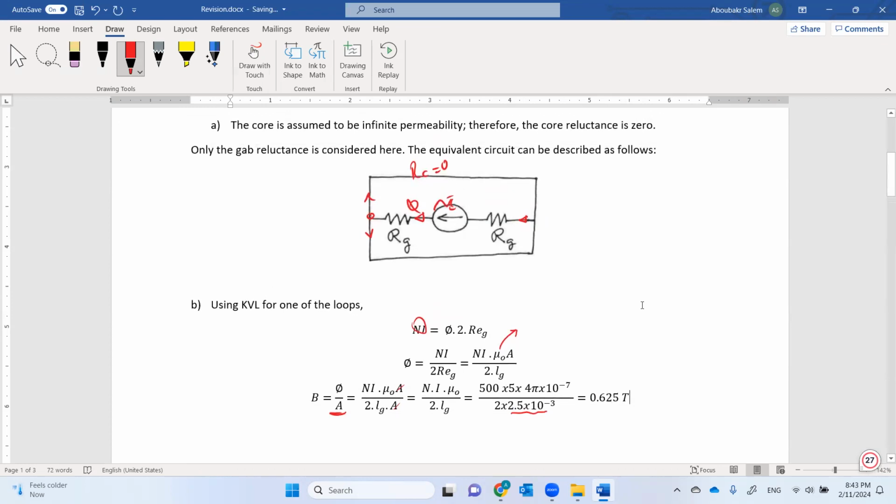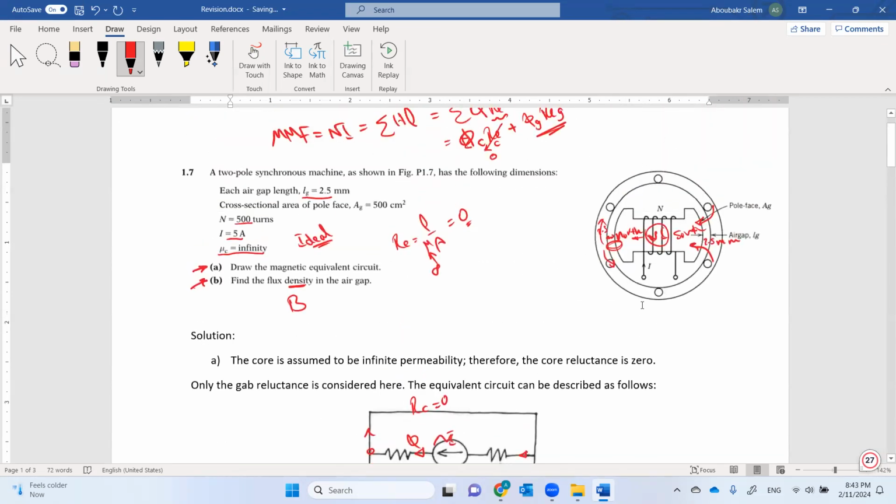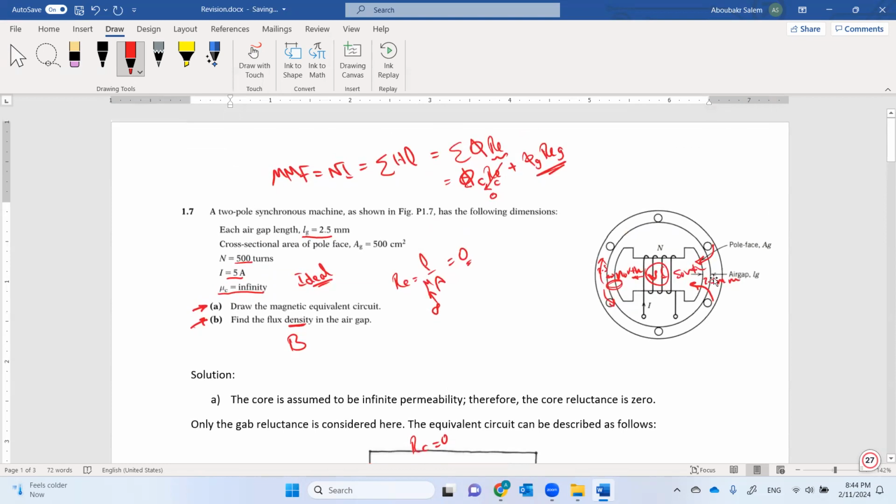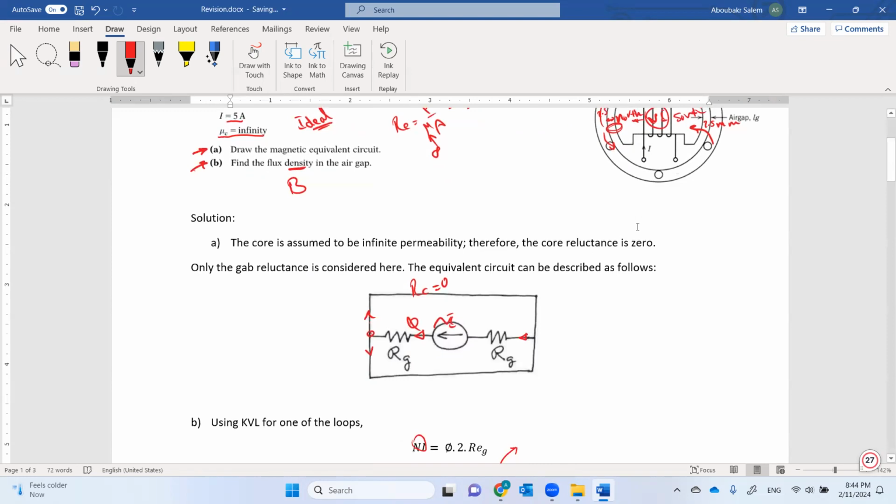Can you imagine, guys, if we didn't neglect the core? In this case, we have to have the length of our core, the cross-section area of our core, and the permeability of our core in order to calculate the reluctance of our core. And if we have that reluctance, we expect these reluctances to be here. So we have here reluctance core and another reluctance core here. But again here reluctance core equals 0 because we neglected the reluctance because the permeability is assumed to be infinity for our core.